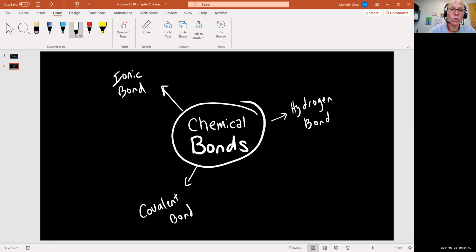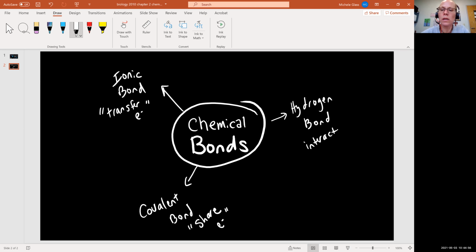Now, just as a nice overview, when we talk about an ionic bond, we should think of transferring electrons. When we're talking about covalent bonds, we should think of sharing electrons. And when we think of hydrogen bonding, we should think of the term interaction or interactions to help us sort of remember this one.